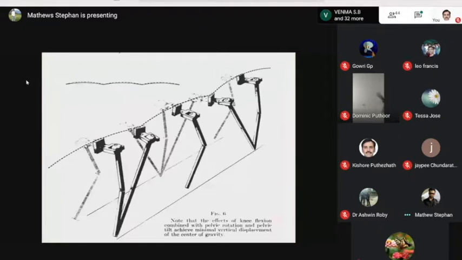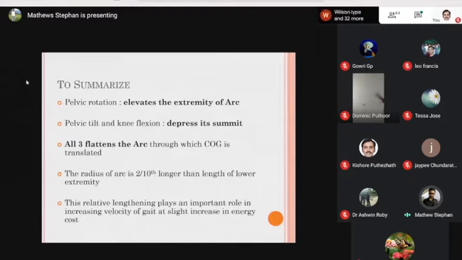So note that the effects of the knee flexion combined with the pelvic rotation and the pelvic tilt achieve maximum vertical displacement of the center of gravity and thereby maximum flattening of the arc of the compass gait center of gravity. So coming to the summary of all three determinants, the pelvic rotation elevates the extremities of the arc and thereby flattens the curve. And the pelvic tilt and knee flexion depress the summit and thereby flatten. So all three flatten the arc of center of gravity.